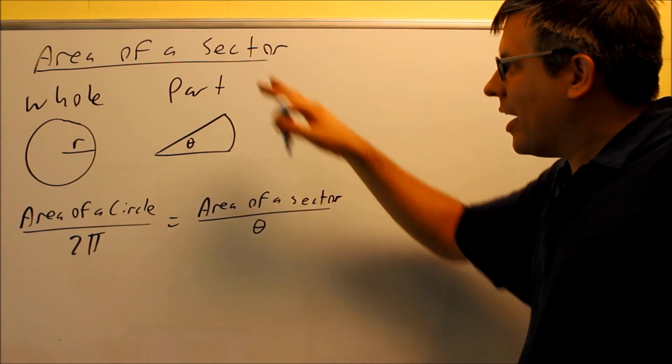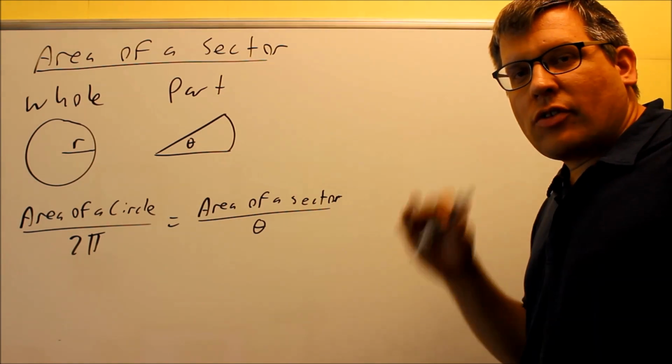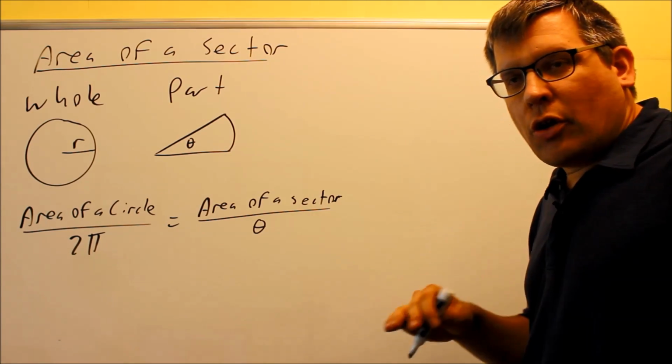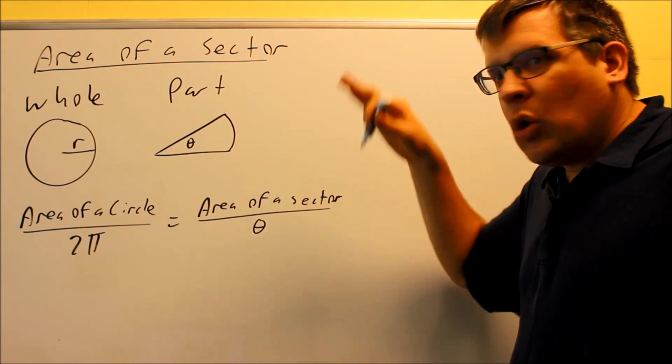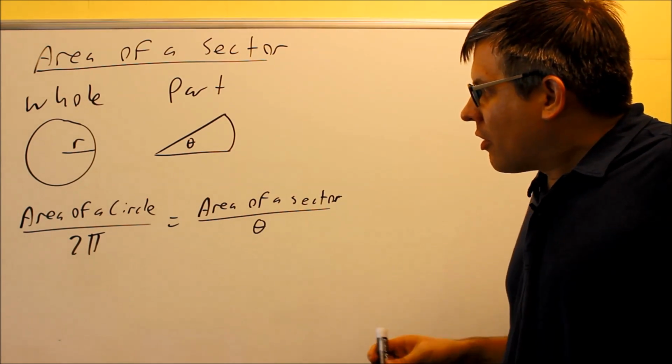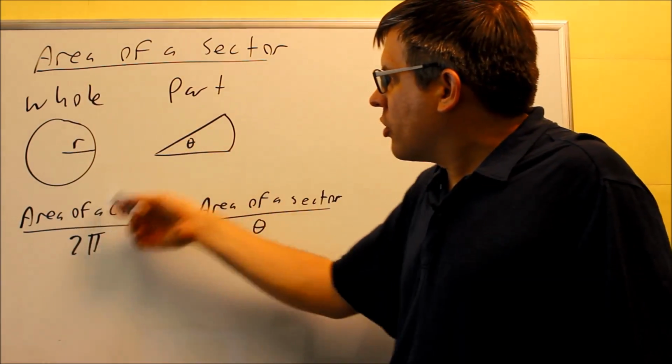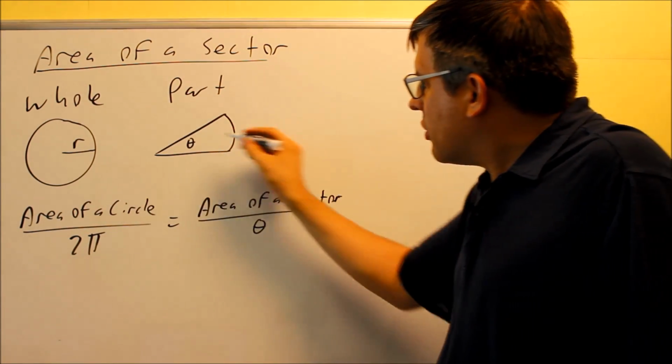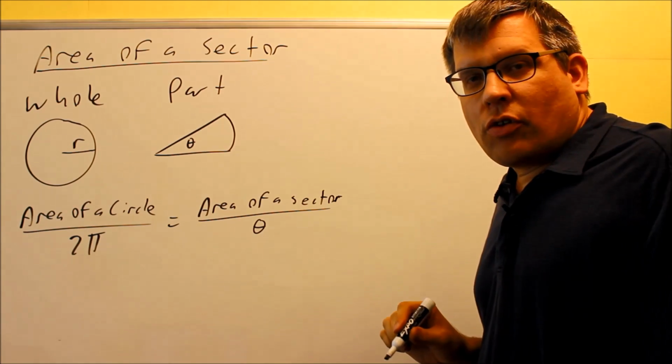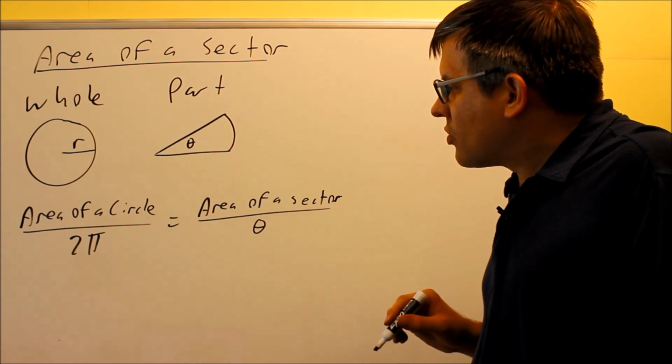Okay, next we're going to cover the area of a sector. They give you that formula in the book, and I have it in the notes, but I'm just going to show you here in the video where that actually comes from. Basically, you've got a whole circle and a part of a circle, which is what the sector is. It's a piece of the whole pie, or a piece of the circle.